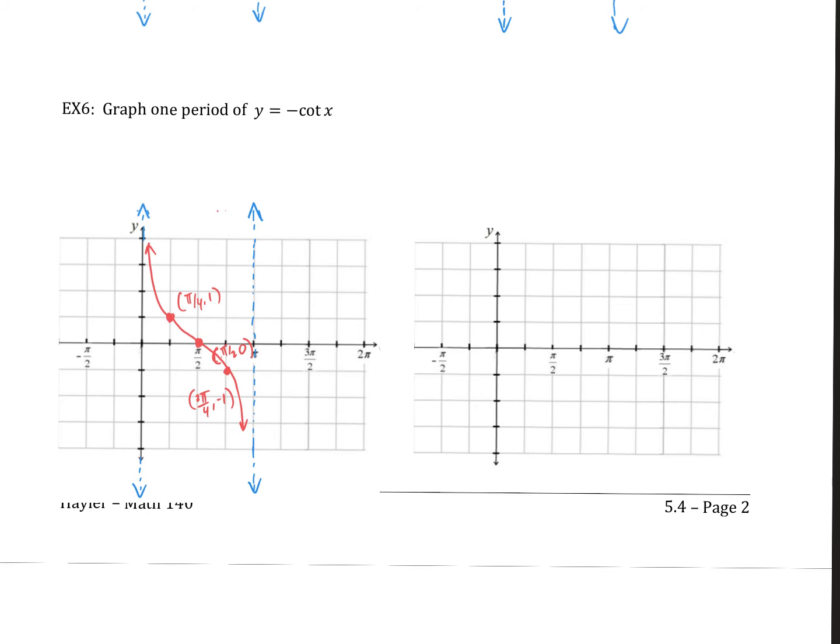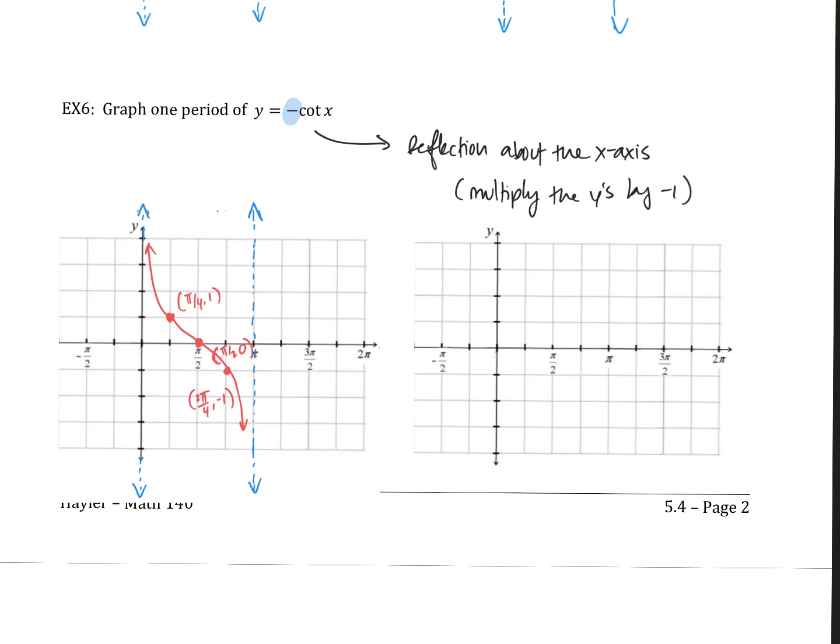What is different? Well, the only different thing here is we have that negative, which means it's going to be a reflection about the x-axis, which means we're going to multiply the y values by negative 1. Once again, these are all based on transformations that you learned in 135, and if you need a refresher on those, please let me know.